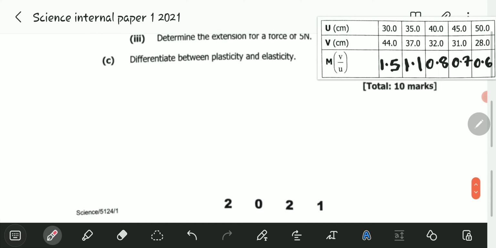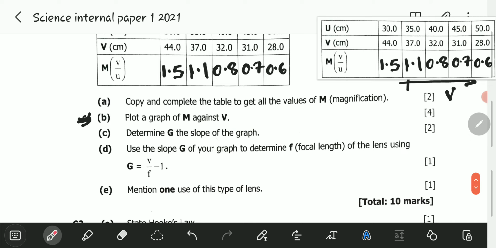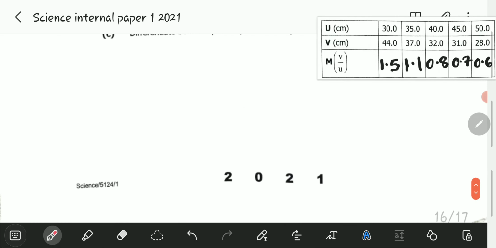Then let's proceed and check out the next question. The next question is to determine the slope of the graph.